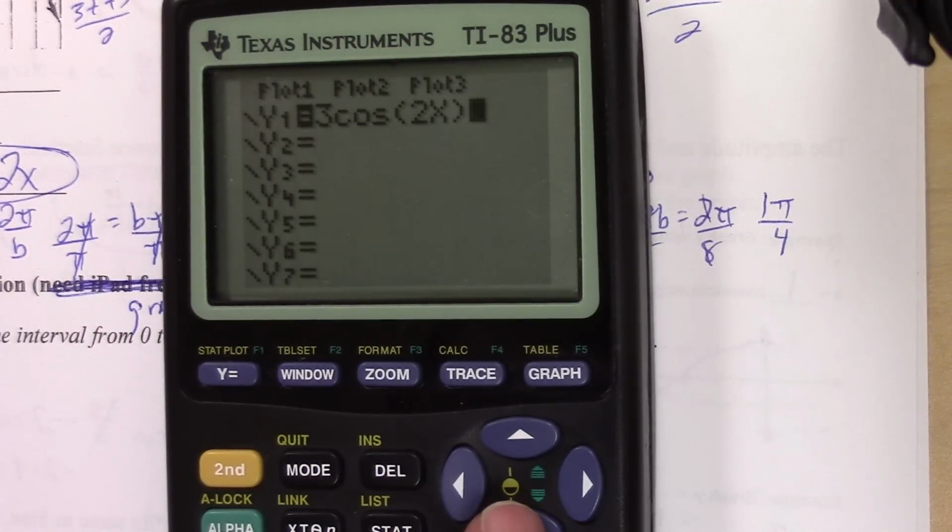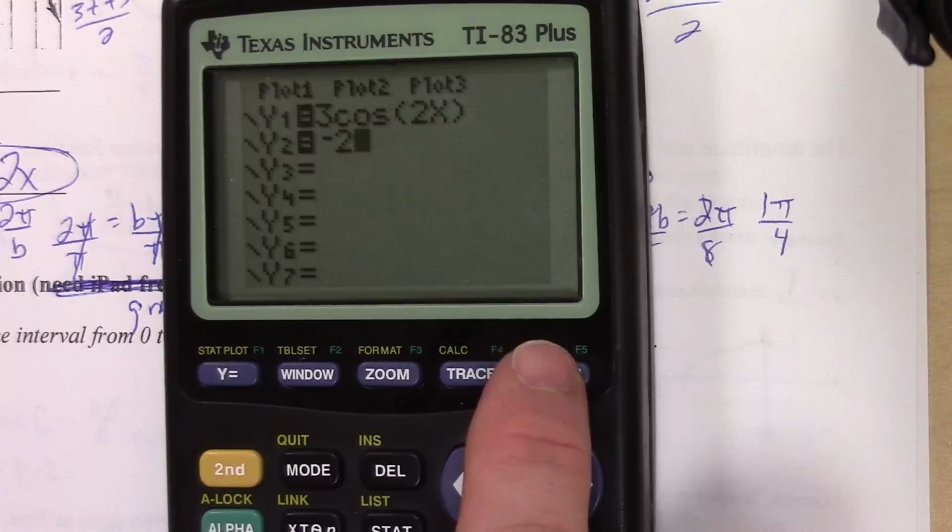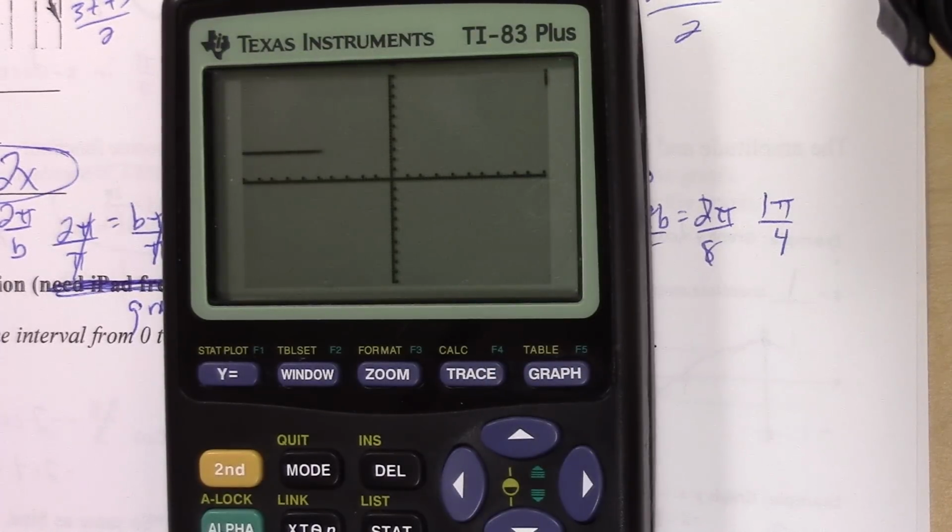I'm going to go down, with this little button here, and type in the other side. The other side says negative 2. Then I press the graph button, and what happens is you get a straight line. The problem is I need to make sure that my graph is in radians. If you get straight lines, you don't get the curve that we want.